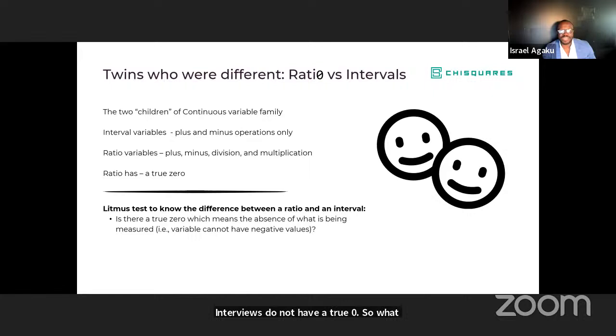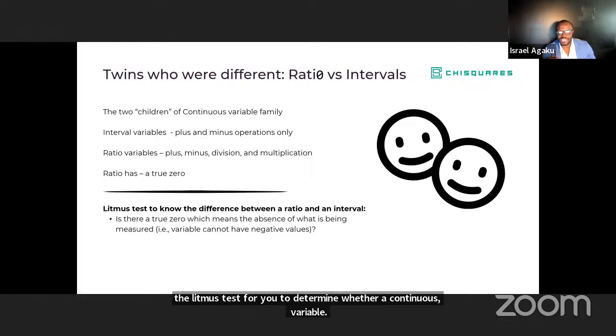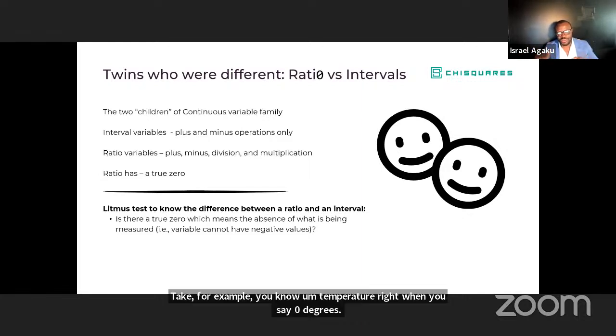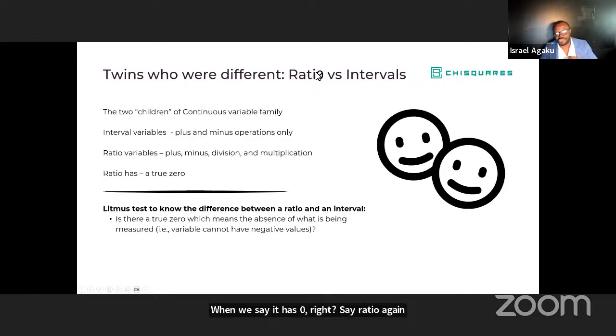So what does that mean? It means that with ratio, we can do all arithmetic calculations: plus, minus, division, and multiplication. Whereas with intervals, we can only do plus and minus because we cannot take a ratio, as they don't have a true 0. So the litmus test to determine whether a continuous variable is a ratio or an interval is to see whether it makes sense to talk about a 0 in that value or not, right? Take, for example, temperature. When we say it has a true 0, that means that a value cannot fall below 0. 0 is the lowest value it can fall.